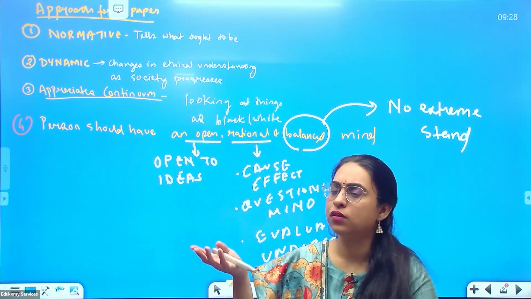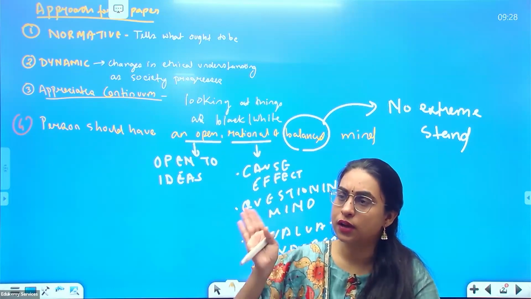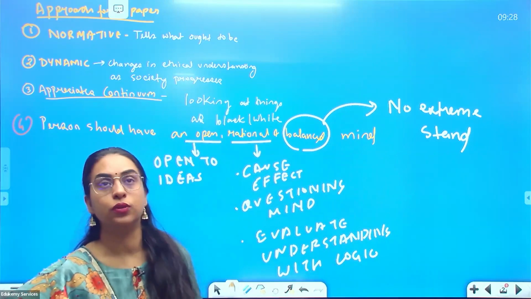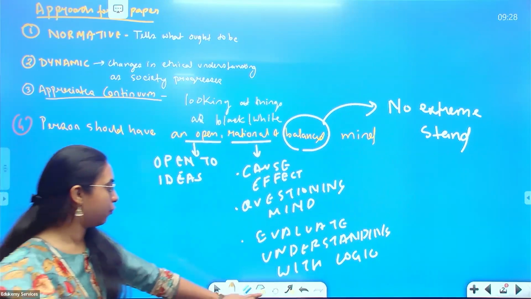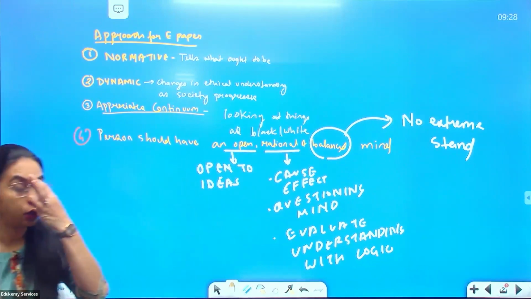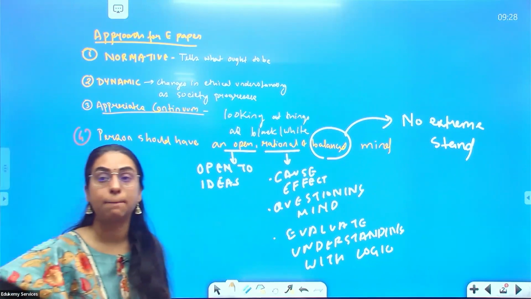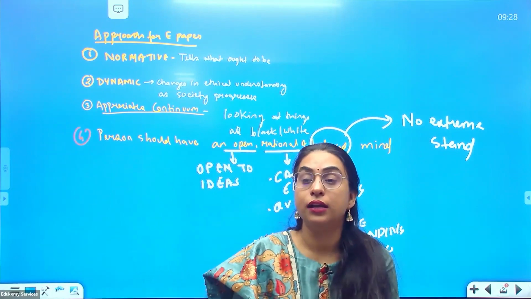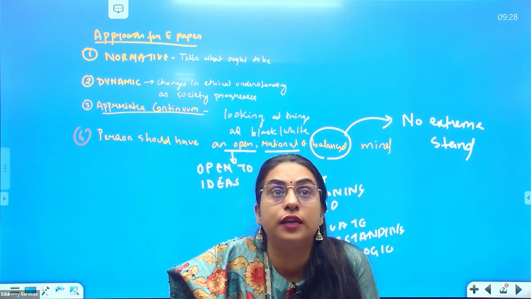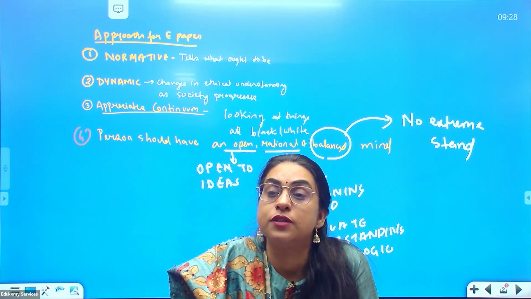You should be open. You should have a balanced mind and you should be able to evaluate things. That is what the ethics paper does. This is the one approach. The approach क्या है कि आपको open चाहिए, balance चाहिए, continuum चाहिए, rational mindset चाहिए. ठीक है, आपका ये पेपर नॉर्मेटिव है, डिस्क्रिप्टिव नहीं है. This paper is dynamic in nature.